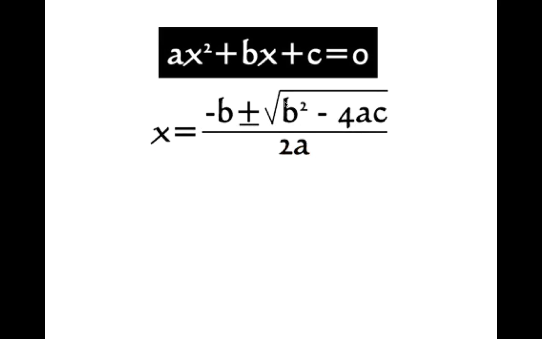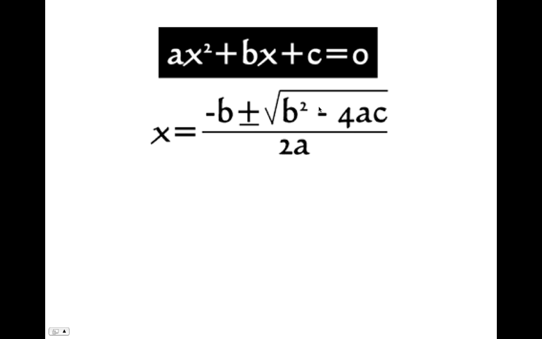The quadratic formula is the following formula. It's based on the general version of the quadratic equation where a is the coefficient with x squared, and b is the coefficient with x, and c is a constant that is just there in the equation. And here is our formula.